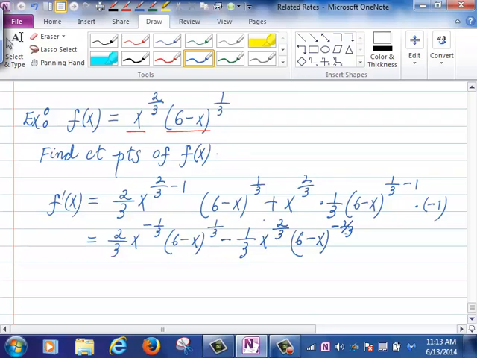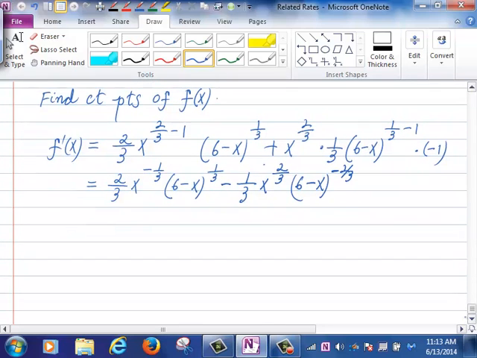Okay, now I have to find out where this derivative is 0, right? I have to find that out. In order to do that, I have to simplify this first. So how may I simplify this? How would I try and simplify this? You can't just cube everything because you're changing the value, right?